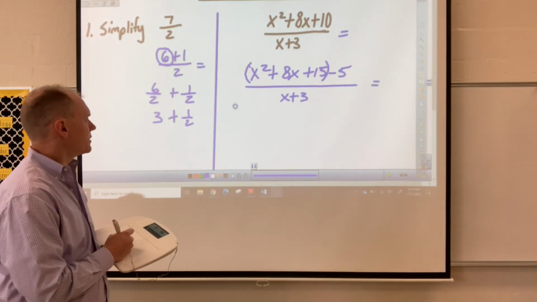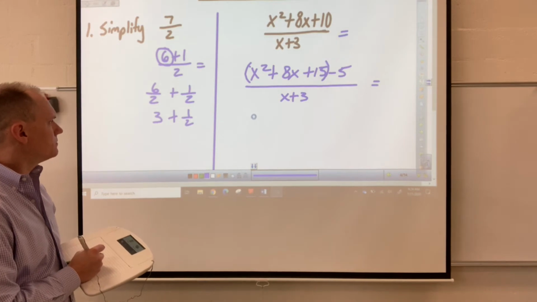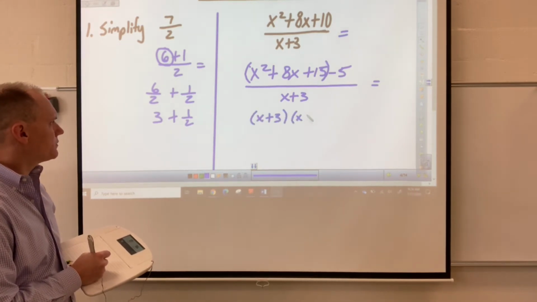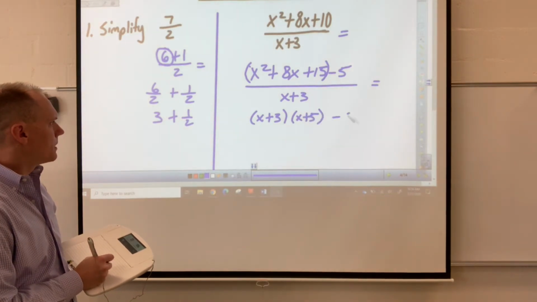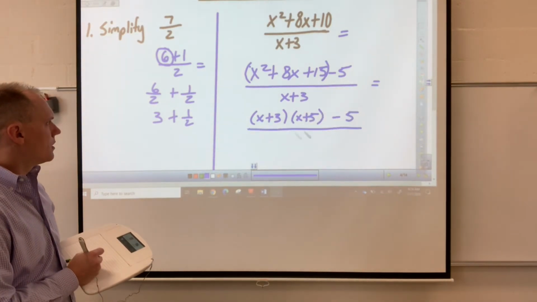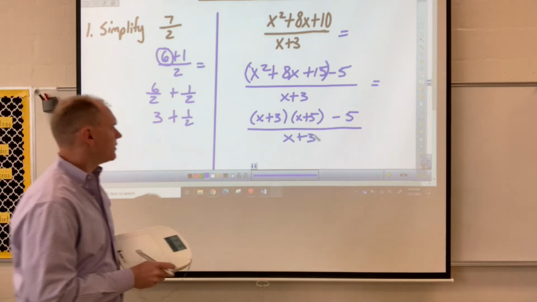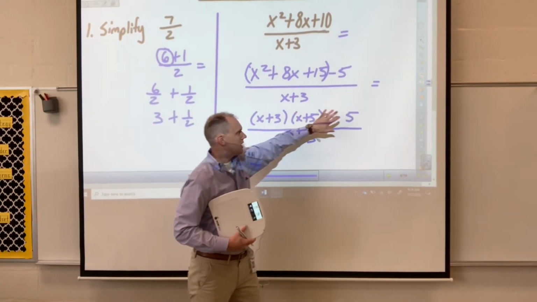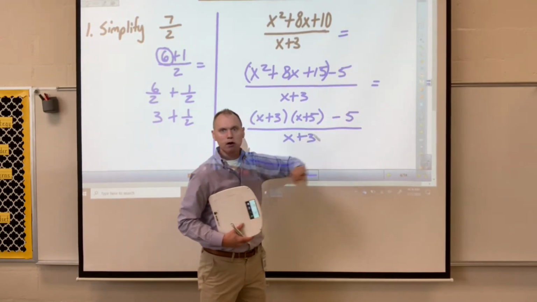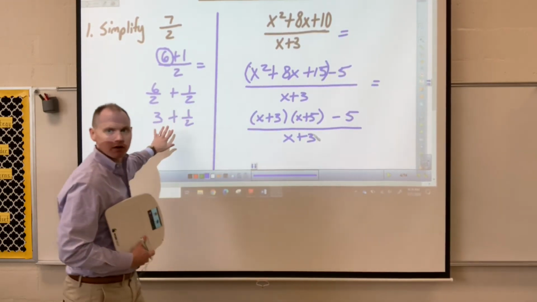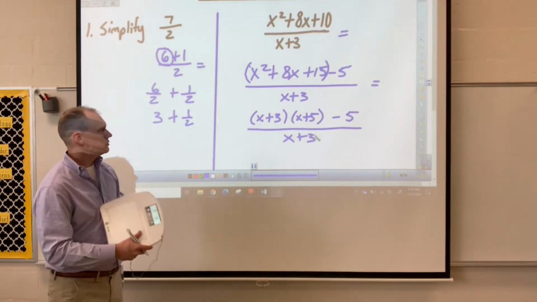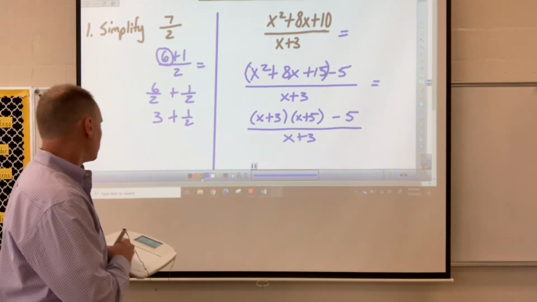All right, when we factor that, we're going to get x plus 3 times x plus 5, minus 5 there. But now what we can do is divide this first part by x plus 3 and this second part, which is the number out here, by x plus 3. Just as we did over here, right? We divided the 6 by 2 and the 1 by 2. So when we divide, I'm going to circle this first part.